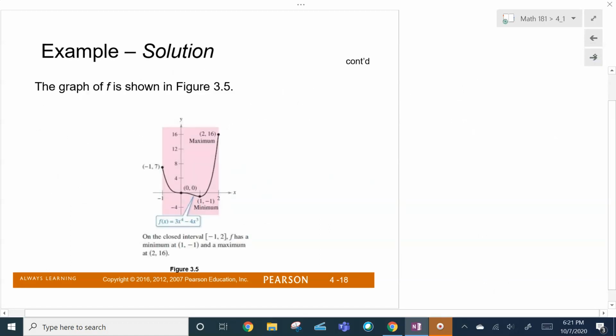So there's a little better picture of it. Got our minimum, got our maximum. Okay, so again, where could these extrema occur? On a closed interval, they can occur at the endpoints, or at a critical number, where we're defining the critical numbers to be where f prime is zero, or where f prime is undefined.